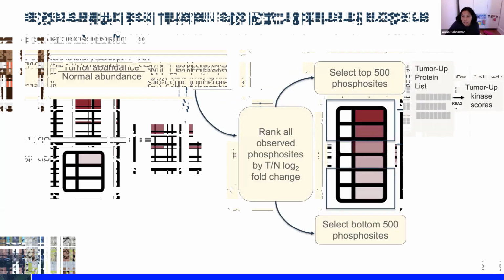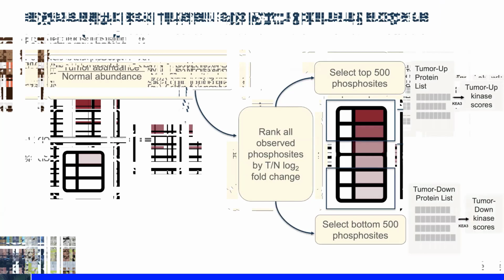All right, so we also did the same thing for the bottom 500 phosphosites, which are supposed to be kinases that are more active for phosphosites that are downregulated in tumor as compared to normal tissue.